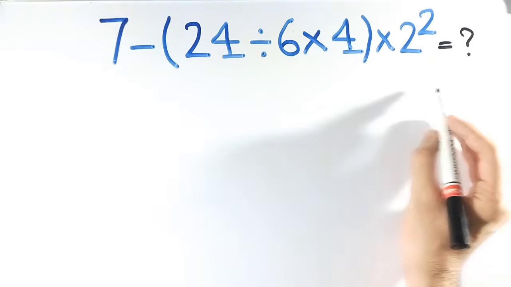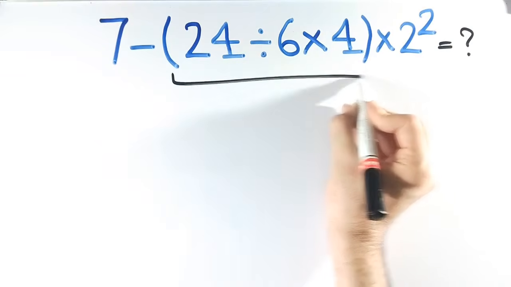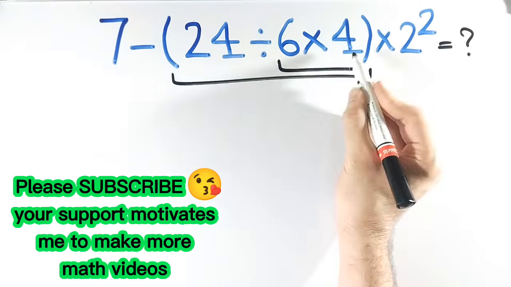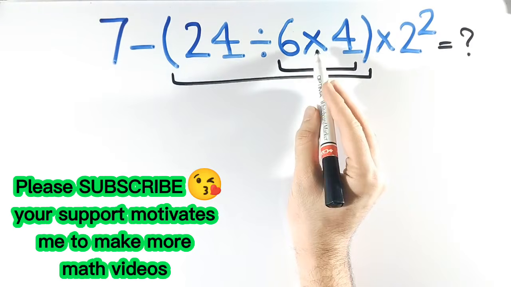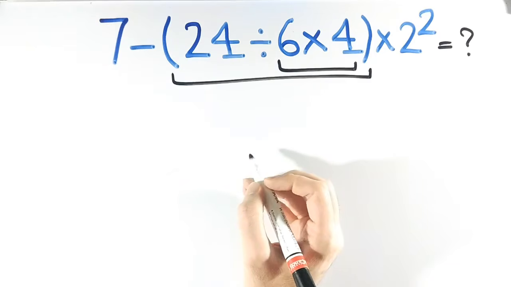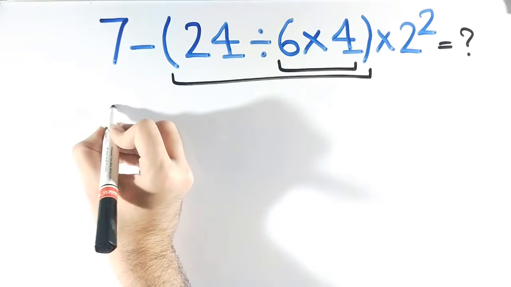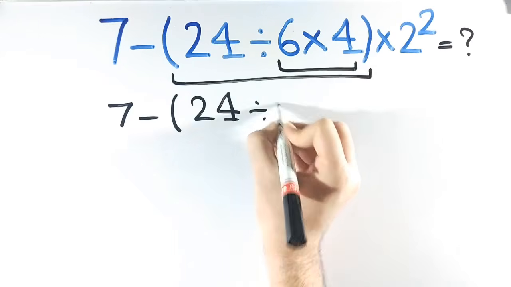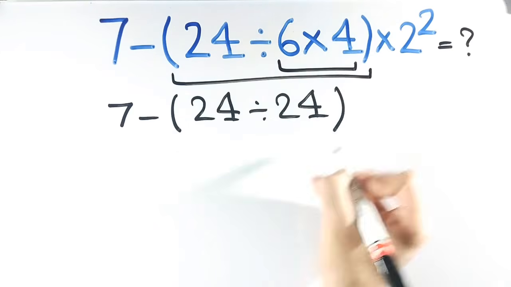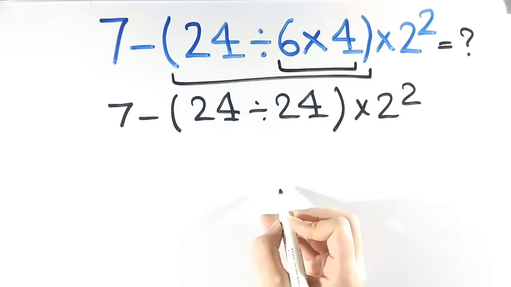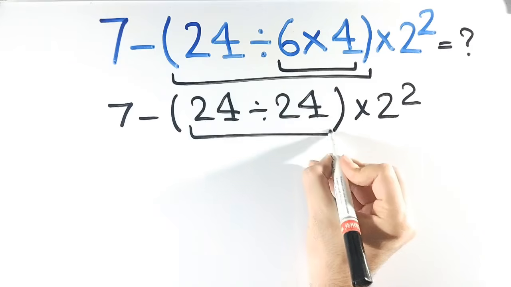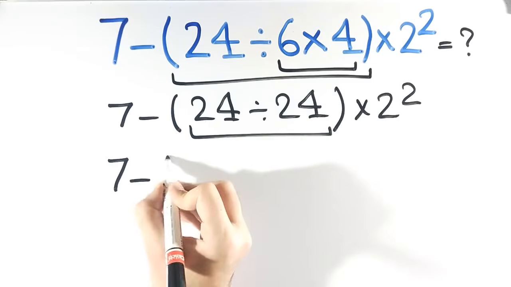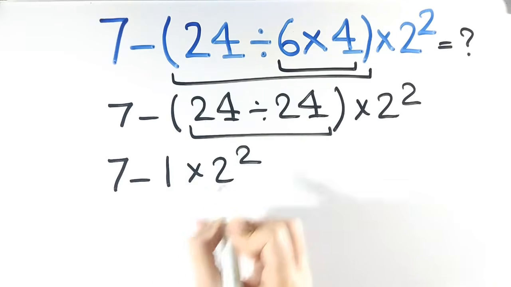Also, some other people when solving this question again go straight to the expression inside the parenthesis, but this time they stop with the multiplication between 6 and 4 because they think multiplication has priority over division. So, instead of this expression, they write 7 minus open parenthesis 24 divided by 24 close parenthesis and multiplied by 2 squared. And the next step, they go for the division between 24 and 24 and write this expression as 7 minus 1 multiplied by 2 squared.